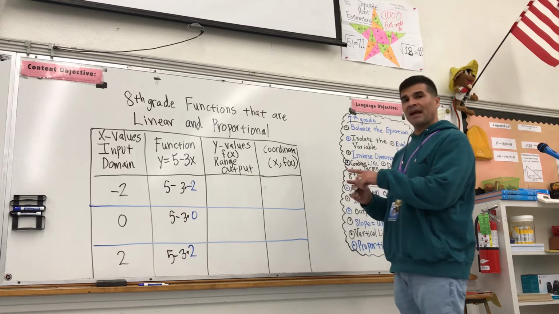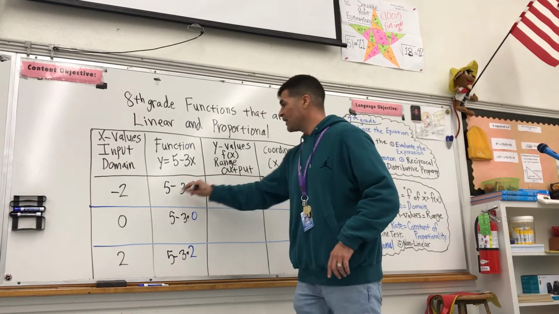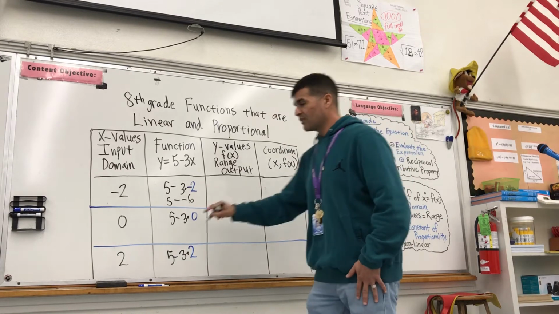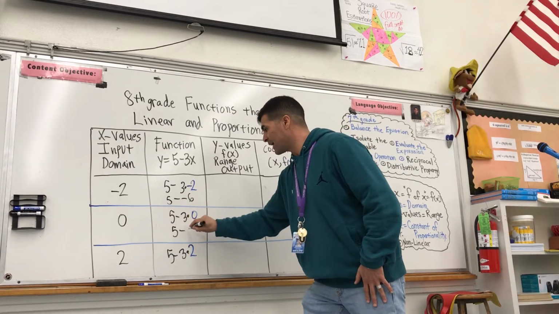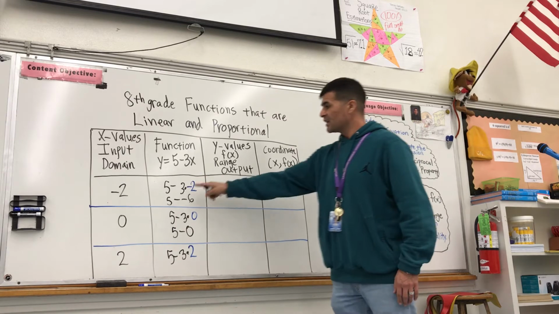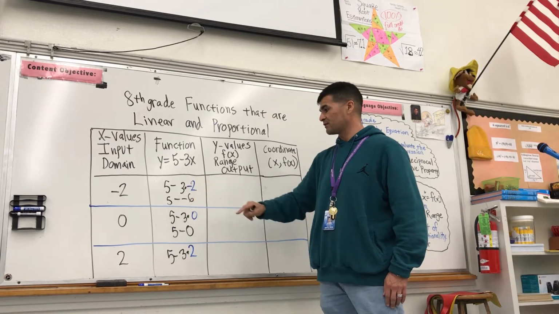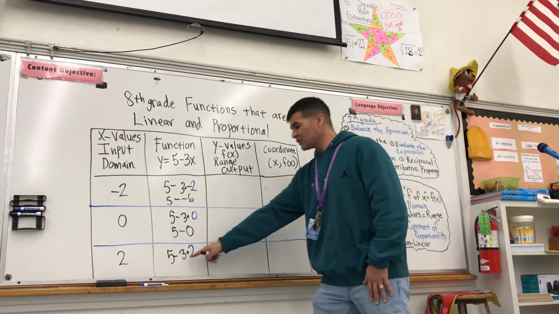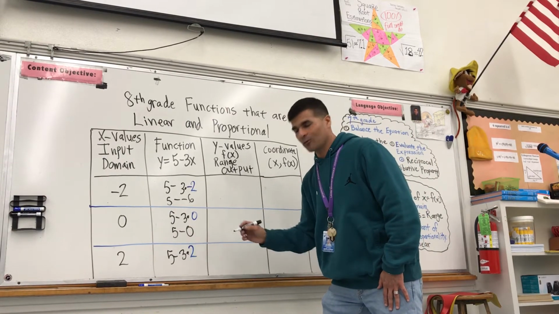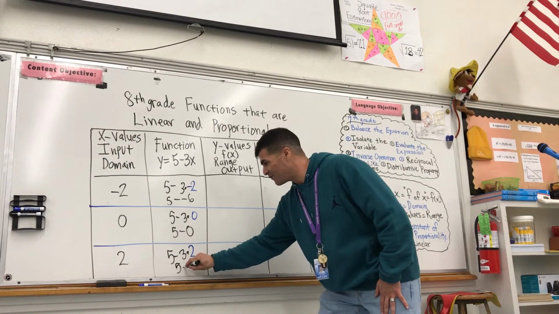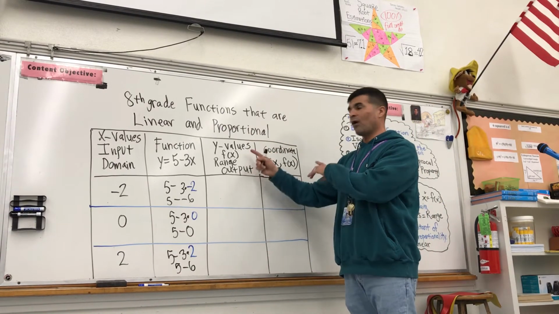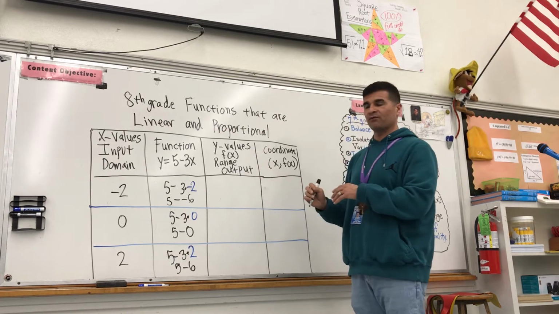If I do the math correctly, this is 5 minus -6. This is going to be 5 minus 0. See, 3 times -2 is -6. 3 times 0 is 0. And what do you think this one's going to be? Well, you're probably right. This one's going to be 5 minus 6. So now we can find out what our y values, our range, our output values are.